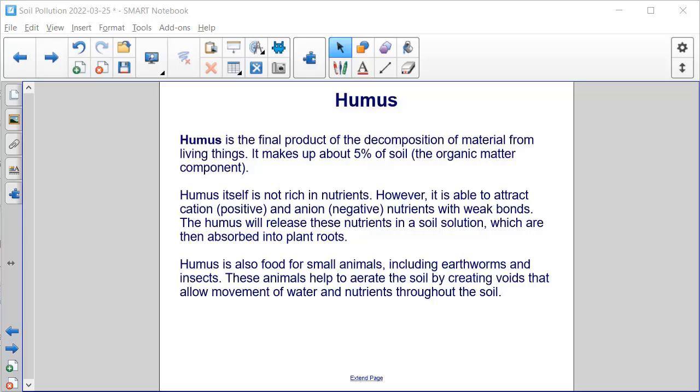Humus itself is not rich in nutrients. However, it is able to attract cation (positive) and anion (negative) nutrients with weak bonds. The humus will release these nutrients into a soil solution, which are then absorbed into plant roots. Humus is also food for small animals, including earthworms and insects. These animals help to aerate the soil by creating voids that allow movement of water and nutrients throughout the soil.